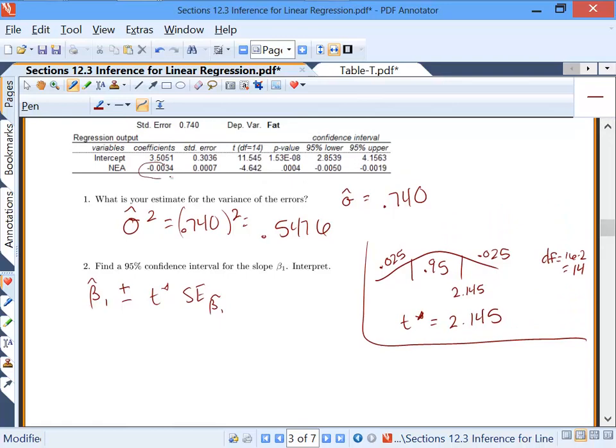Okay, so looking at the output, the estimate for my slope is negative 0.0034 plus or minus my critical value, 2.145, times the standard error for the slope. Now again, notice there are 3 different standard errors on your output. Which one do I want here?